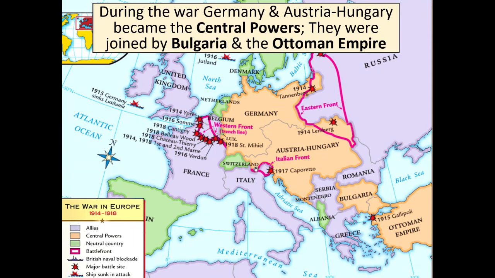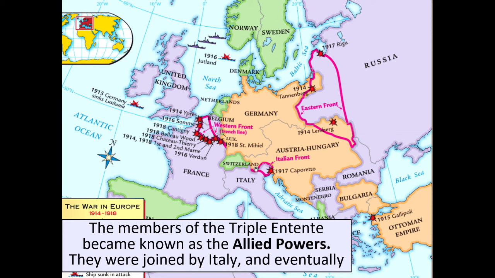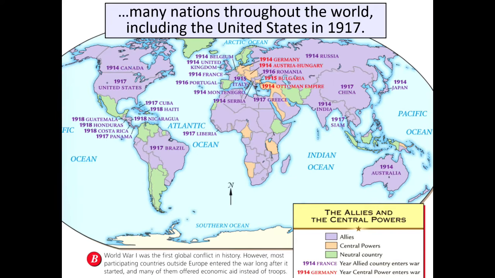During the war, Germany and Austria-Hungary became the Central Powers. They were joined by Bulgaria and the Ottoman Empire. The members of the Triple Entente became known as the Allied Powers, and they were joined by Italy, and eventually many nations throughout the world, including the United States in 1917.